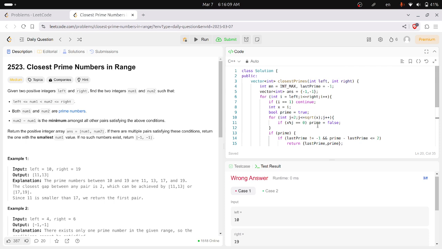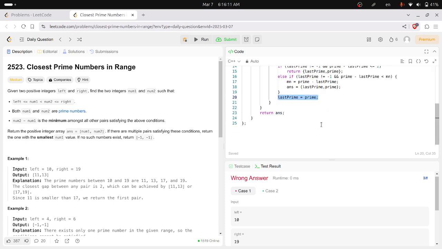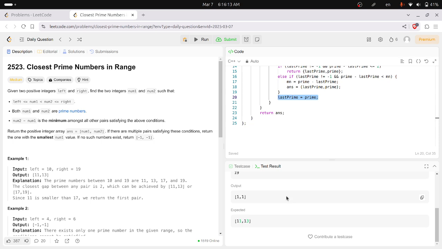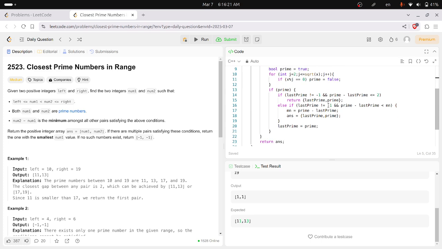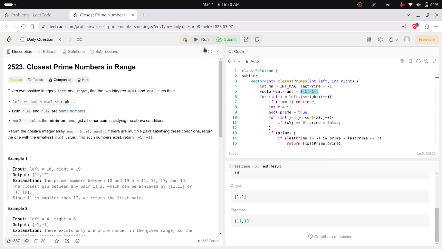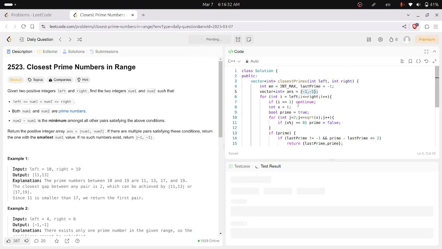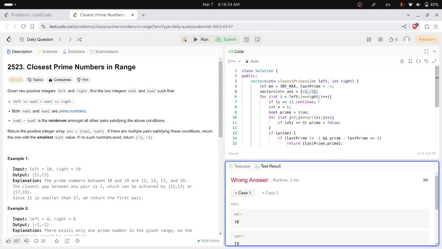So I am not supposed to get 1 1 as output, right? I have initialized them as -1 -1. So last prime comma prime, how is it 1 1? How is it 1 1?